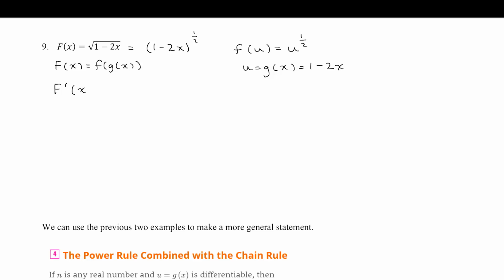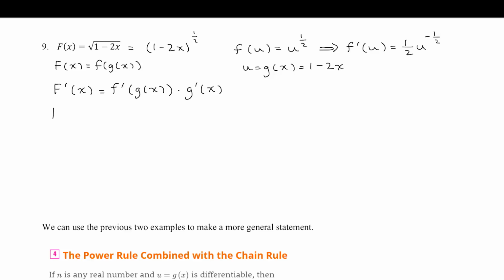And so the chain rule says in order to take the derivative of that cap F, we're going to take little f prime of g and then multiply that by g prime. So f of u being u to the 1/2 means that f prime of u is 1/2 u to the negative 1/2, using the power rule.